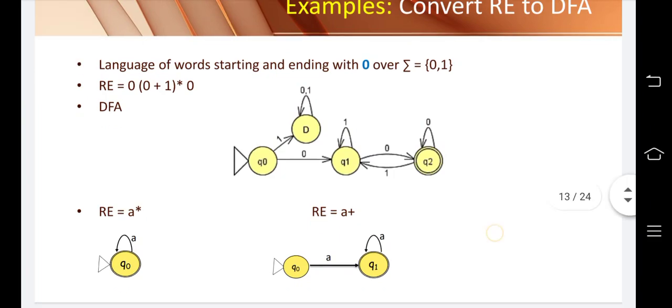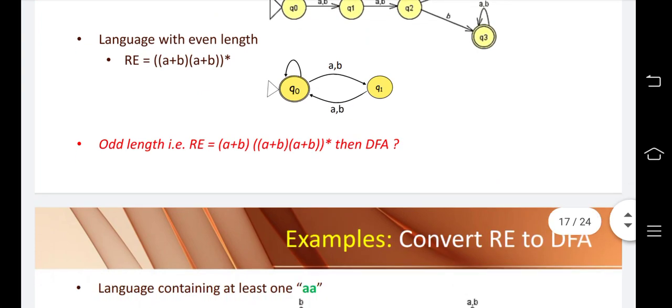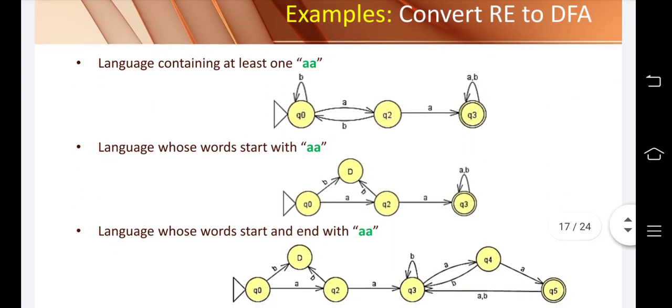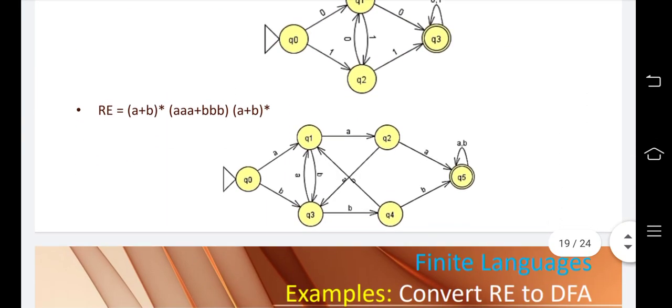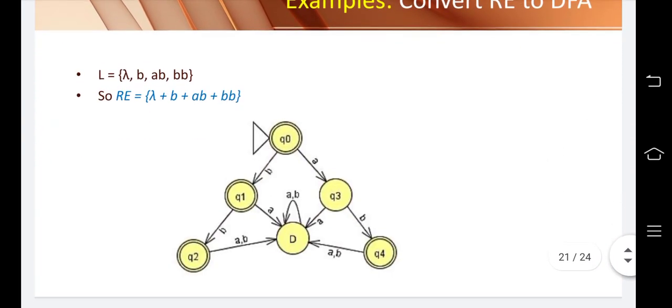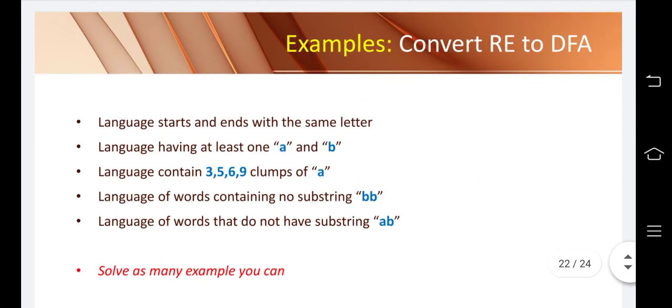This is the complete finite automata for the language which we discussed. You need to study all these examples on the slide. I'm going to share it with you, and if you have any questions about these finite automata, you have to ask me.